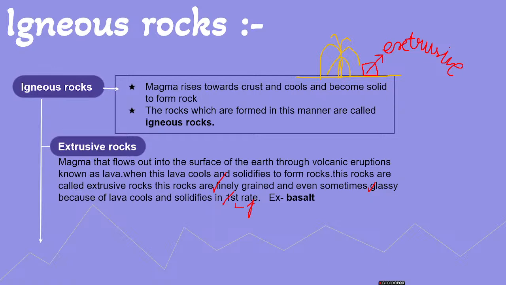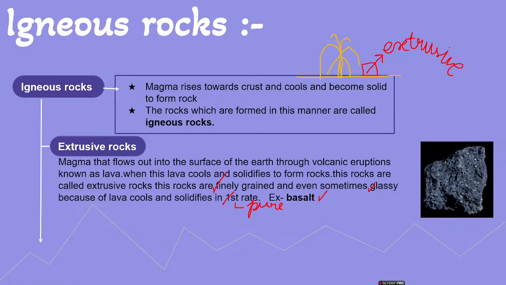Okay, did you understand? Example, what can you see? A basalt. You want to see the basalt here? Can you see the basalt? Yes. So this basalt is an example of extrusive igneous rocks.